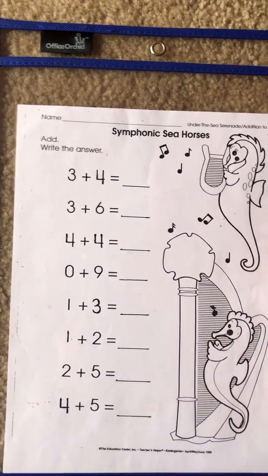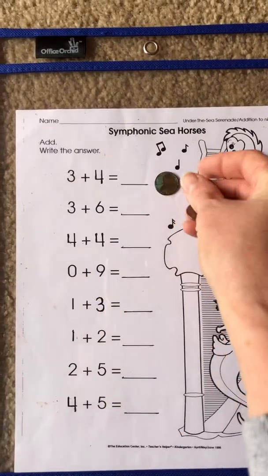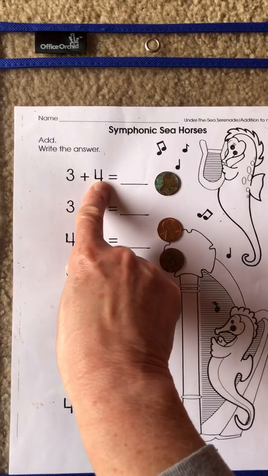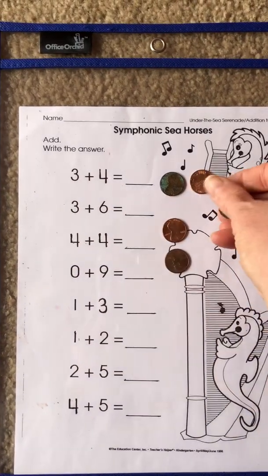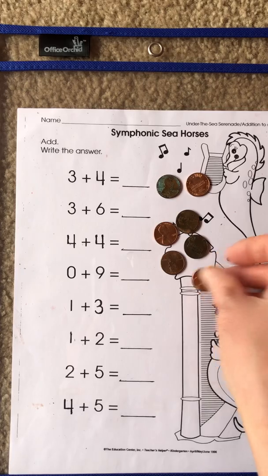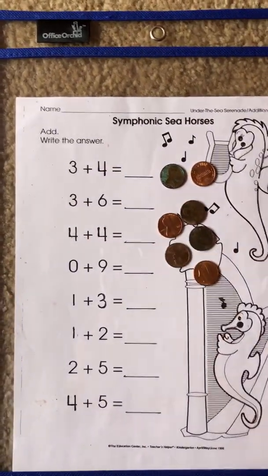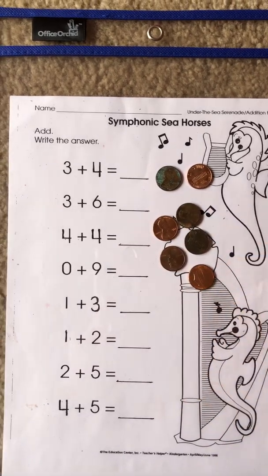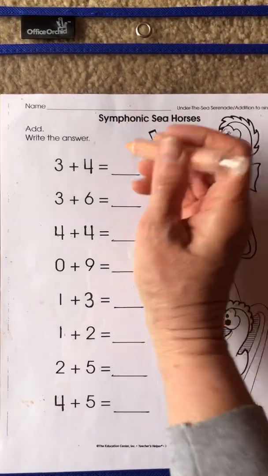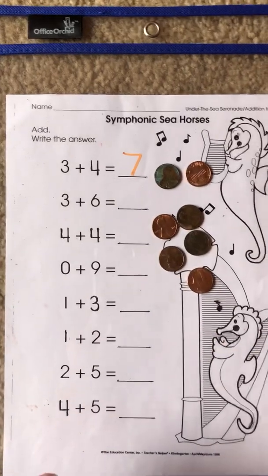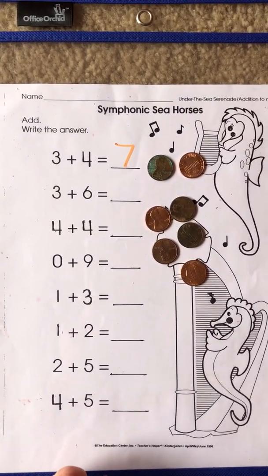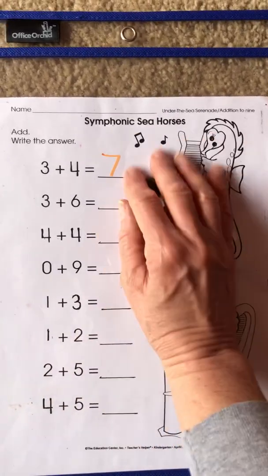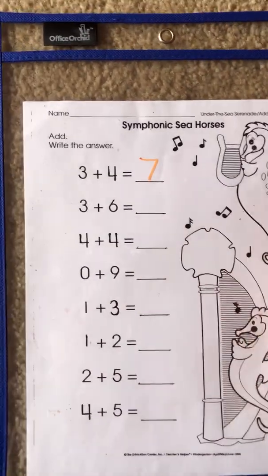of the numbers. What's this first number? 3. 1, 2, 3. Plus, how many more? 4. 1, 2, 3, 4. What does that equal? Count them all up. 1, 2, 3, 4, 5, 6, 7 pennies. Okay, now you do the rest of these addition problems on your own. Use your counters.